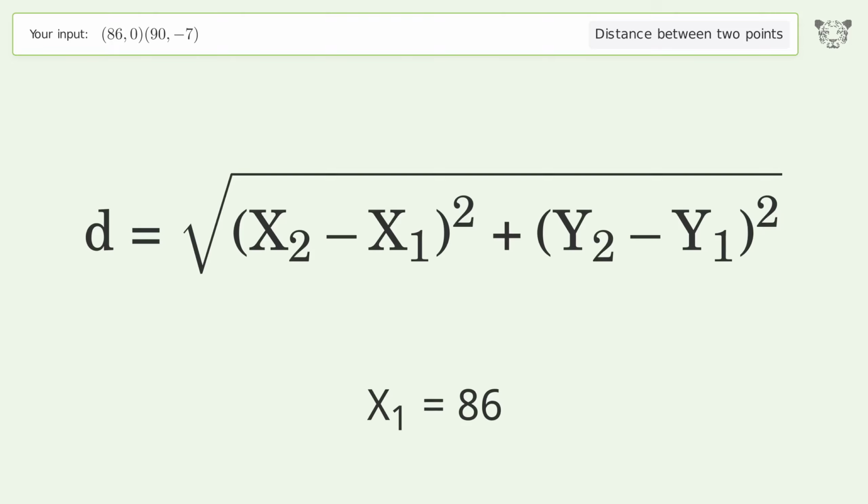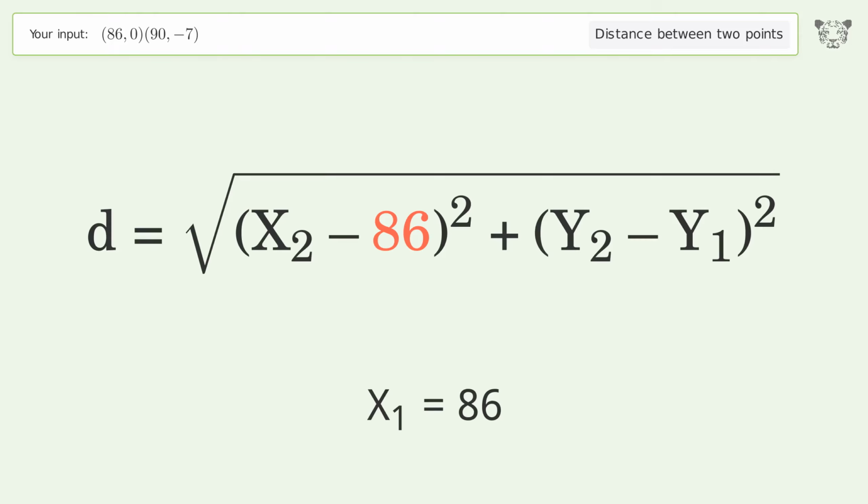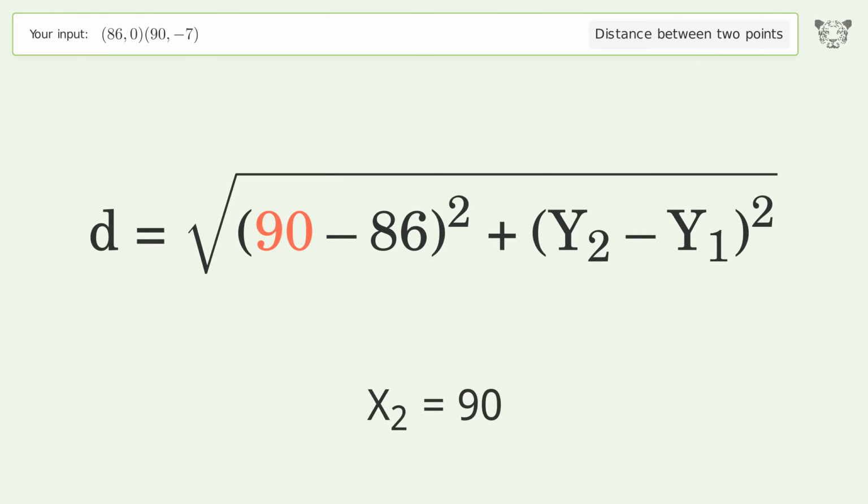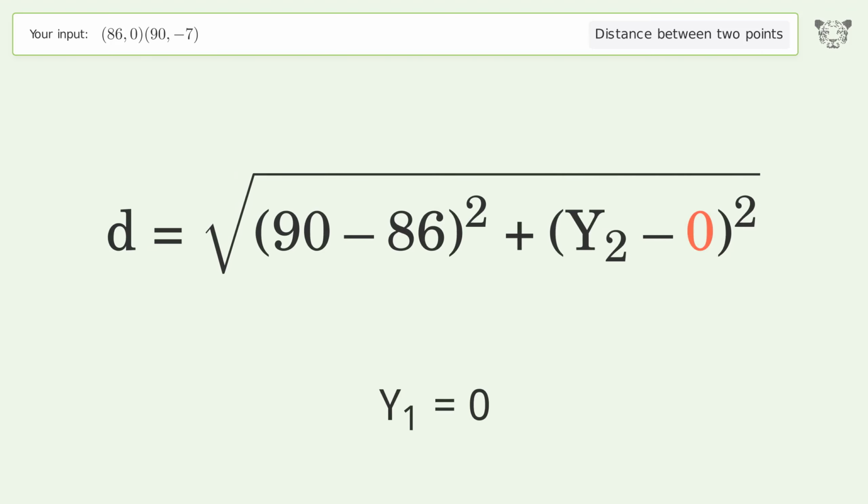x1 equals 86. x2 equals 90. y1 equals 0. y2 equals -7.